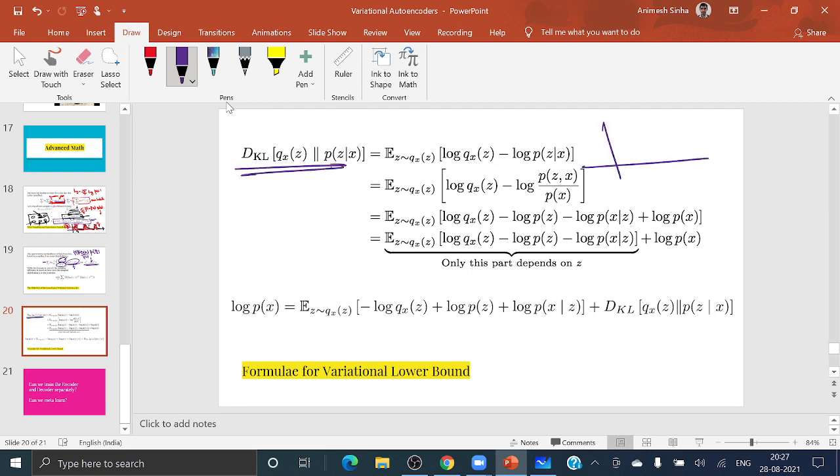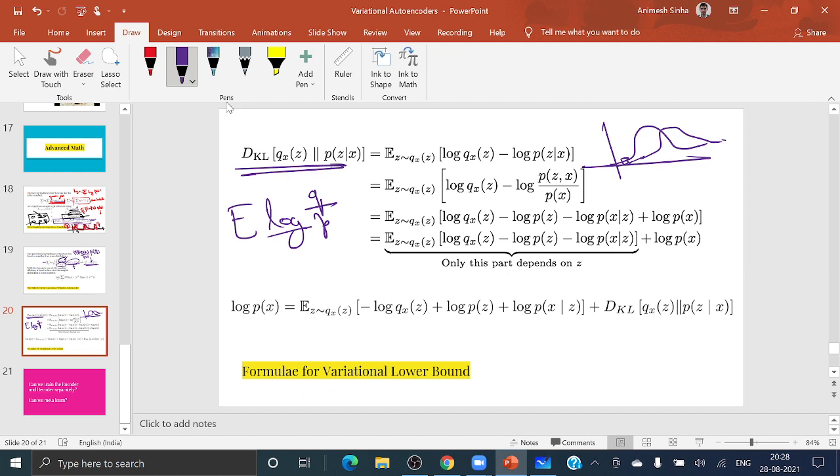KL divergence between any two distributions, say distribution 1 and distribution 2, is defined as the expectation over the entire distribution of log of q by p. So for each point, you want to find the value of q, you want to find the value of p. Whatever is the ratio between them, you want to take their log, and you want to sum it over everything. This is a measure of similarity of two distributions. This is called the KL divergence of the two distributions.